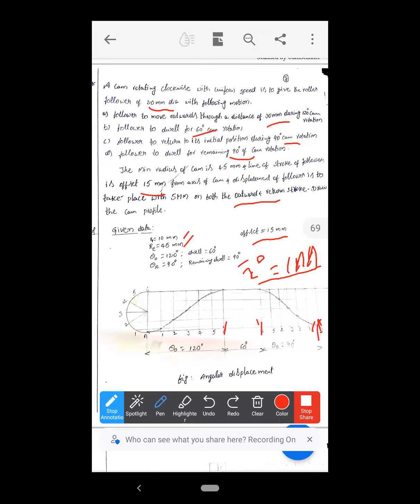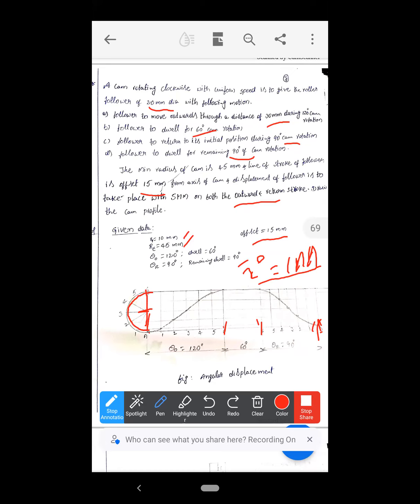Now you have to draw the vertical line. The vertical portion depends upon the stroke value. The stroke is 30 mm, so draw a 30 mm line. Now mark the midpoint of the vertical line and draw a semicircle with radius S by 2.